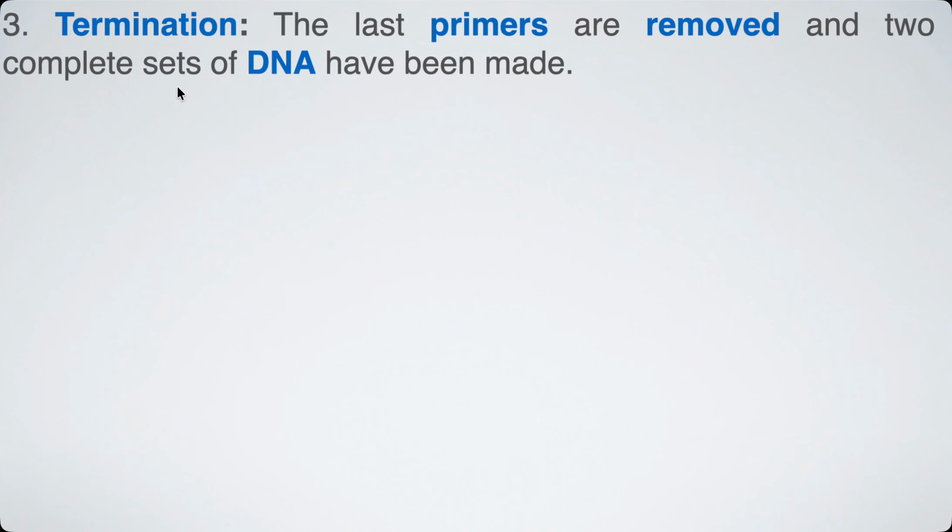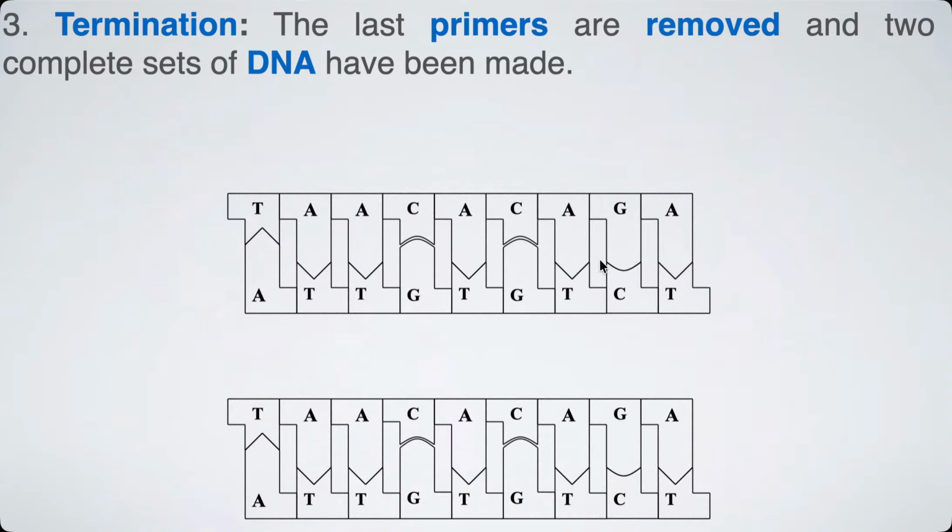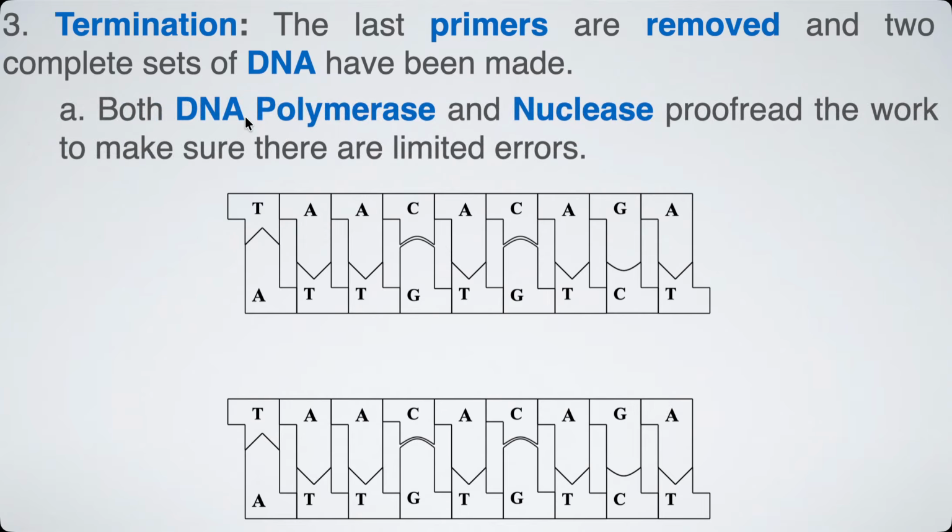Step 3, termination. At the very end of your DNA, you have to remove the primers because the primers aren't necessary anymore. The whole point of the primers was just to give your DNA polymerase a target to attach to. Now you should have 2 complete sets of DNA that are identical to one another. To ensure that, DNA polymerase and nuclease proofread its work.